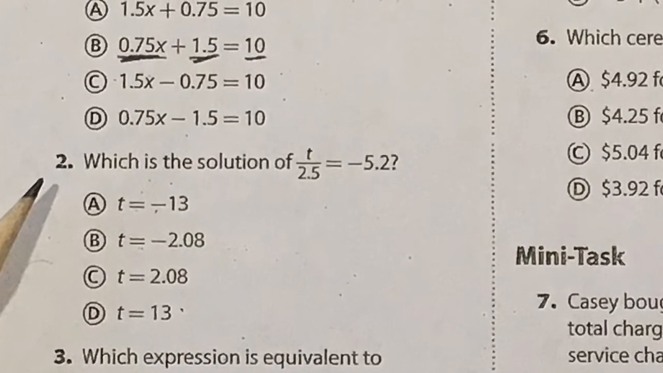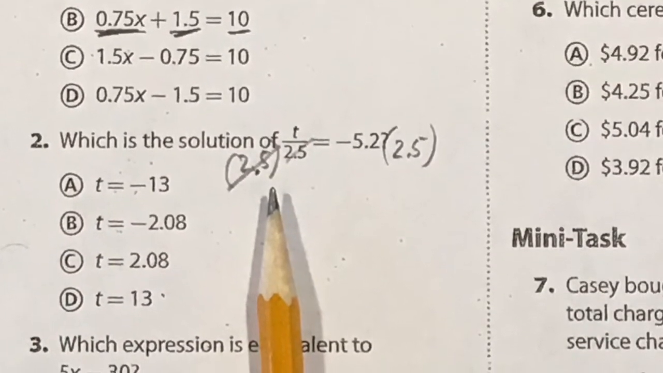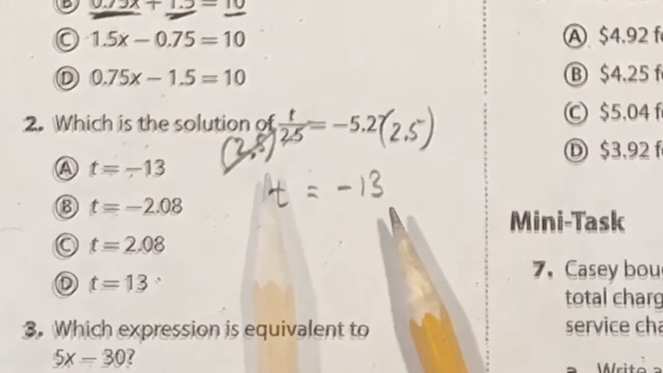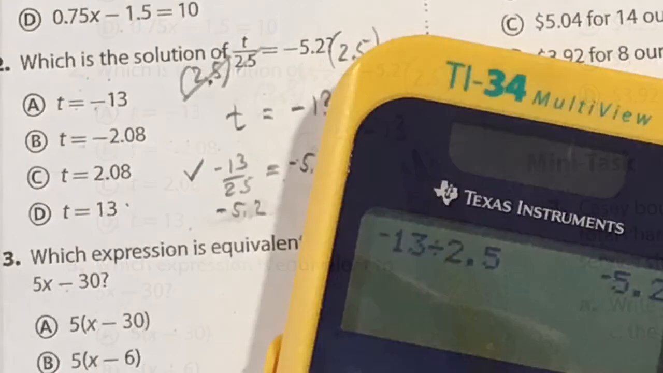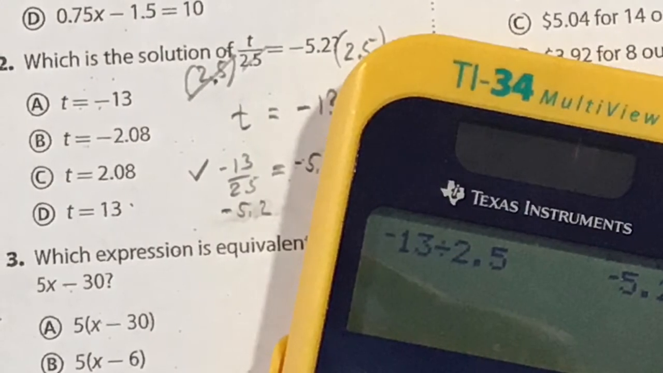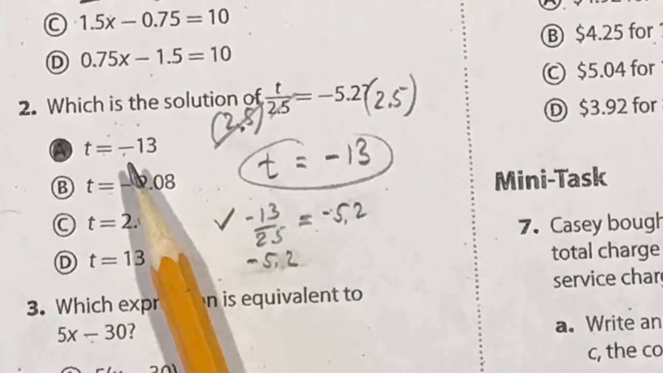For number 2, all we need to do is get the variable by itself. We need to multiply both sides by 2 5/10. And you would end up with t equals negative 13. And I took my calculator and I checked it just to make sure, and it worked. So the final answer would be A, t equals negative 13.